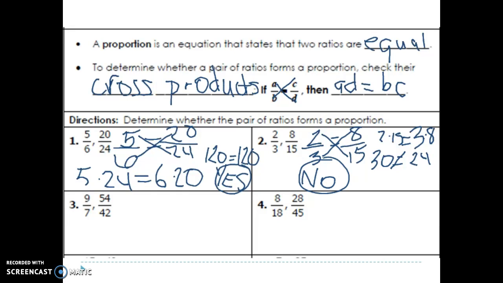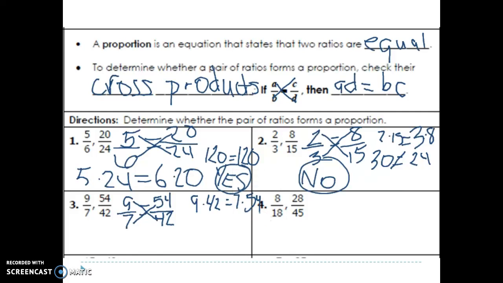So again, we're going to keep going, checking this process. We're going to do the odds from here on out. So I want you to get started. Right, we've got 9/7 to start on number 3, and it's going to be equal to 54/42. We want to see, is that a true statement? Cross product, 9 times 42. That's our first cross, and it is going to equal 7 times 54. And we want to see, is that a true statement?